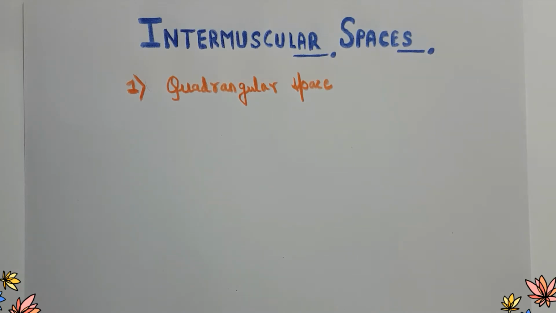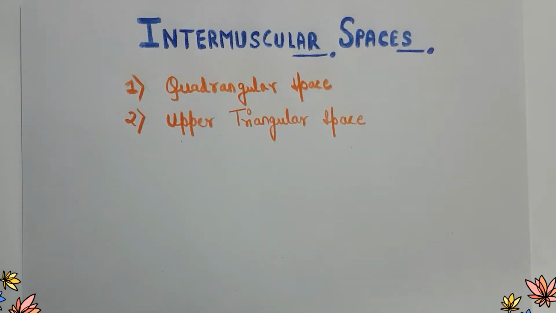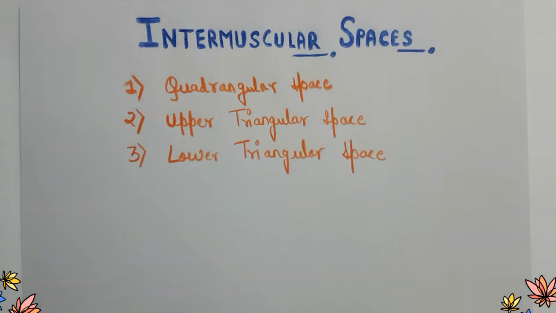So starting with the topic intermuscular spaces, as you can see written in orange, the first space is known as the quadrangular space. The second space is known as the upper triangular space, and the third one is known as the lower triangular space. And all these three, that is the quadrangular, upper triangular and lower triangular space, are referred to as the intermuscular spaces formed by the muscles teres minor, teres major, long head of the triceps brachii, and a bone, that is the humerus. So let's get started with our topic.